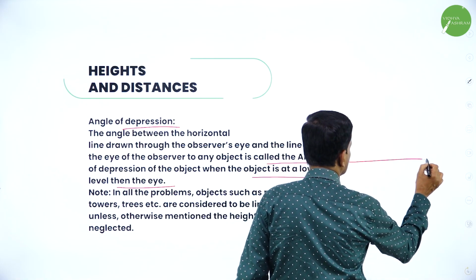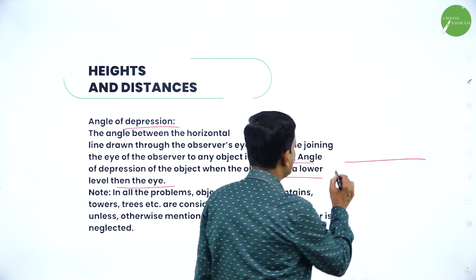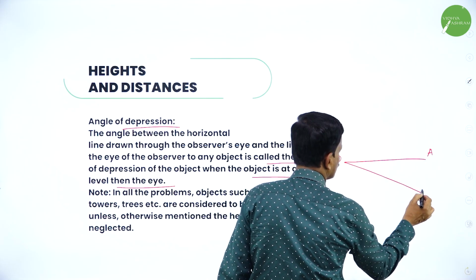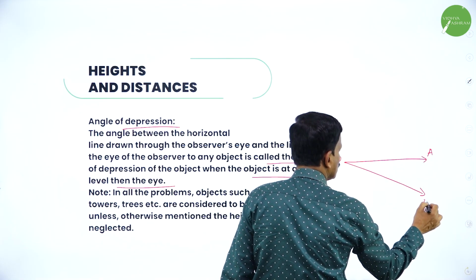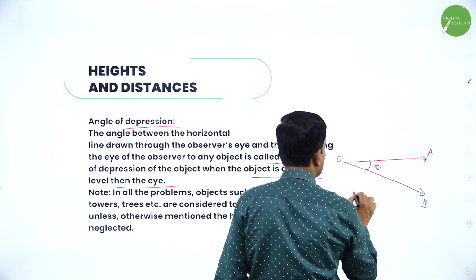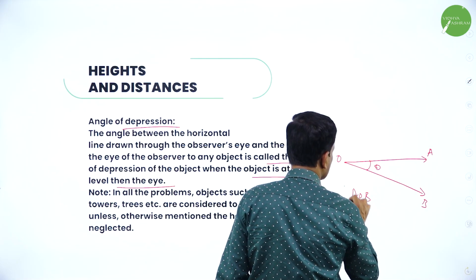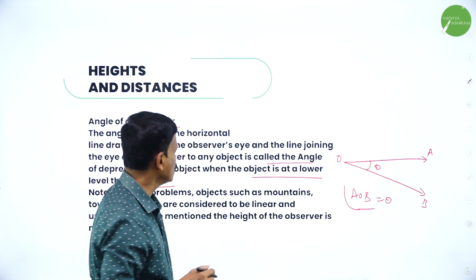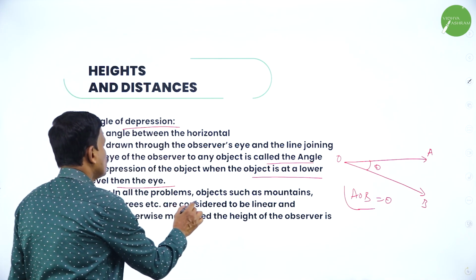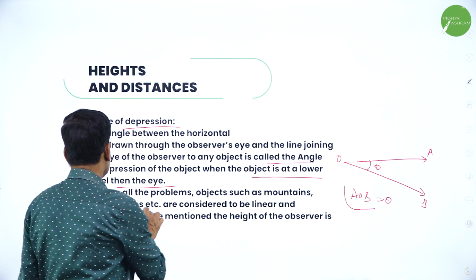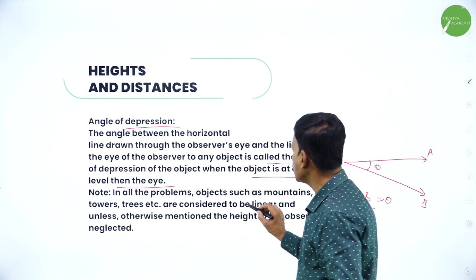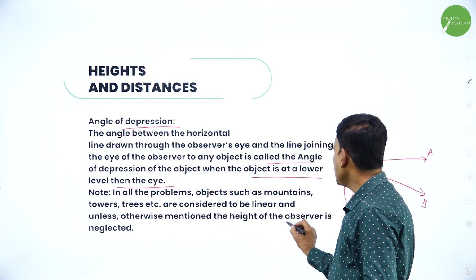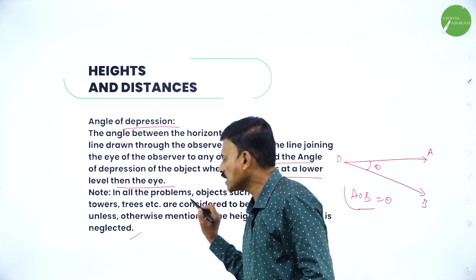Suppose this is a horizontal line, okay. So OA is a horizontal line. This is the observer, this is the line of sight, OB. Then this angle is called the angle of depression. Angle AOB equal to theta is called the angle of depression. So in all problems, the objects such as mountains, towers, trees, etc. are considered to be linear, and unless otherwise mentioned, the height of the observer is neglected.